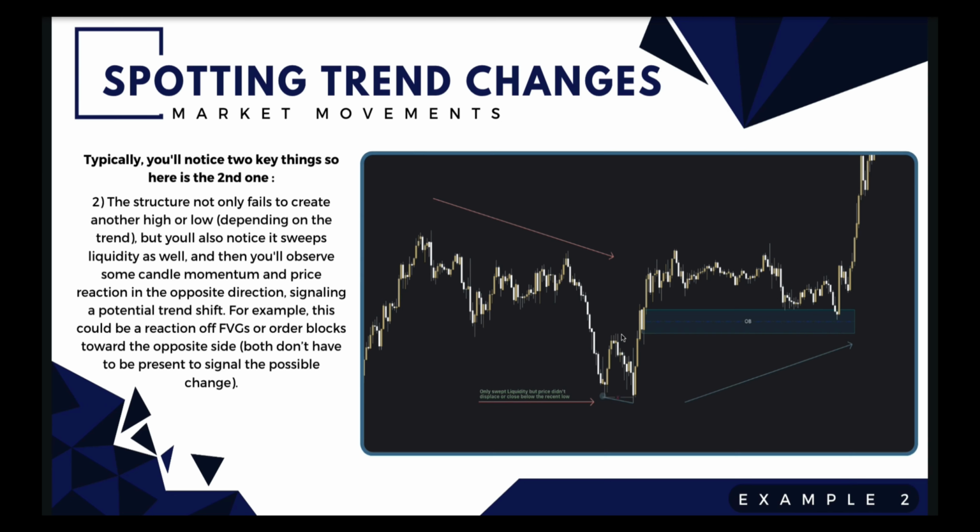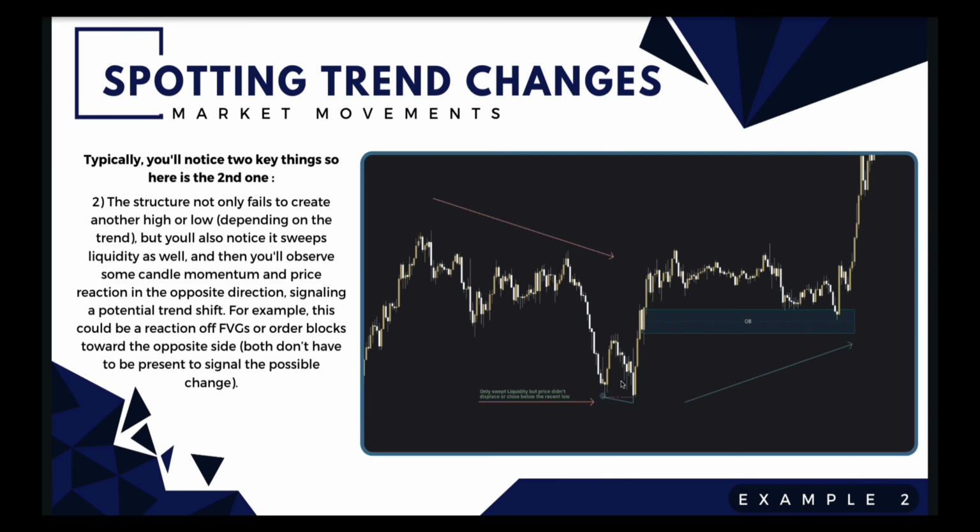And obviously you can see your changes of character or your breaks of structure, but those are best confirmed when adding these kinds of confluences. Now, as you can see, when price was going up, there were a little bit of imbalances here, right? Or a fair value gap. And what did price do? It tapped into it and then kept going, right?